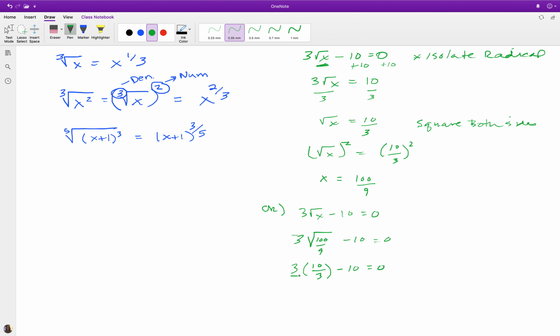So remember, this is the same as 3 over 1. So I can reduce by a factor of 3. So I'm left with 10 minus 10 equals 0. That checks. So I do have a solution, and it is 100 over 9.